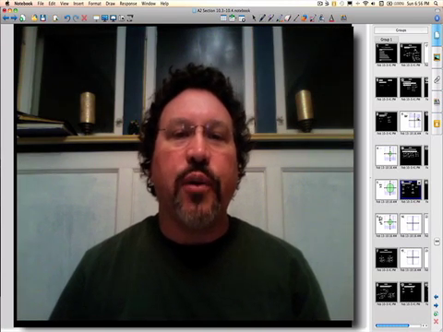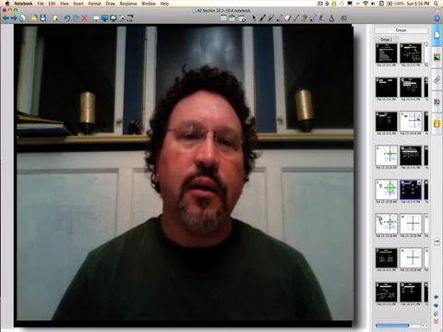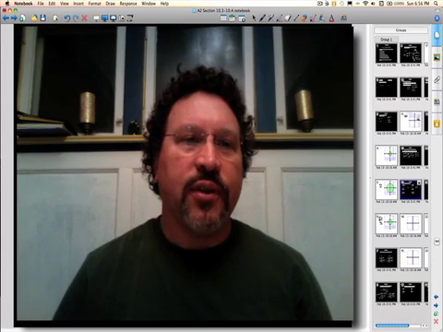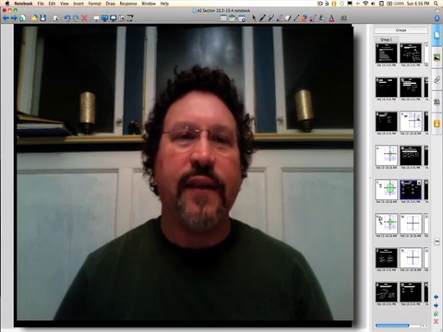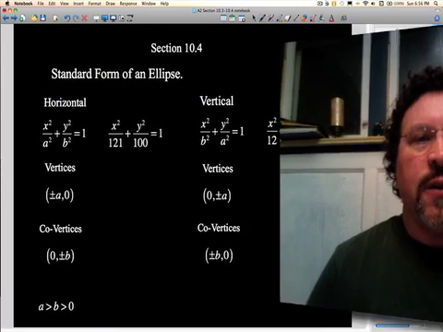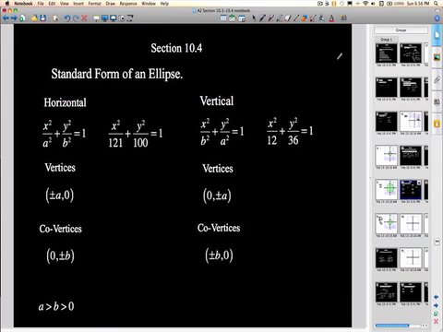In section 10.4, we study the form of the ellipse. So we'll be working on graphing and writing the equations of ellipses. Ellipses are very much like circles, only an ellipse is a circle that has been stretched and flattened a little bit.